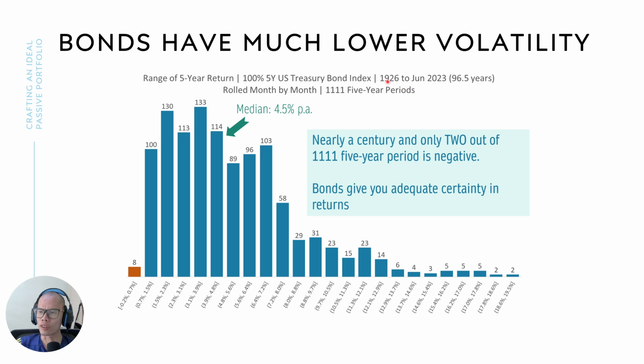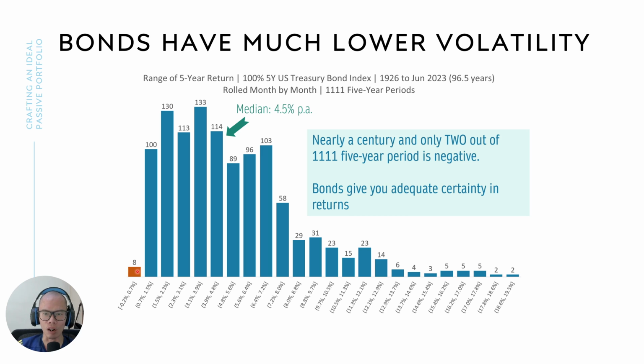We have quite a fair bit of data from 1926 to June 2023. That's about 96.5 years of a rolling 5-year return period, so about 1,111 5-year periods. So you can see the range of returns if you invest in these Treasury bonds and keep them for 5 years. Remember that with equities, over 5 years, you can still have periods where it's negative returns. I'm not going to say that if you keep these 5-year US Treasury bonds, you won't get negative returns. You can still get it over here.